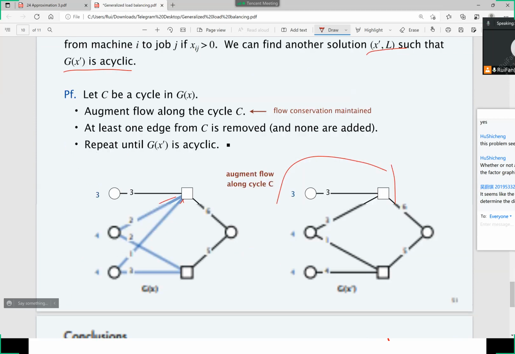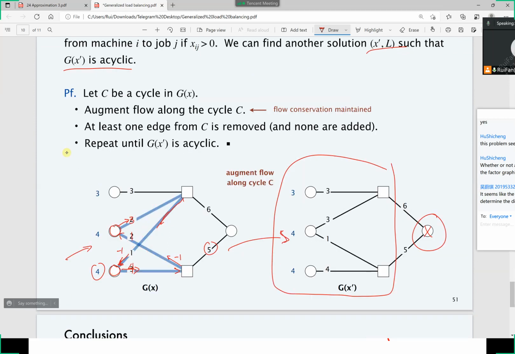Okay, so for example, let's do this. What we're saying is that there used to be 1 unit of flow going from this job to that machine. But now you want to cancel out that flow, so you're going to send 1 unit of flow backwards, which is going to flow like this, like this, and like this. When the flow is going backwards, like over here, you just decrease the flow by 1. And when it's going forwards like this, you just increase the flow by 1. Okay, does that make sense?